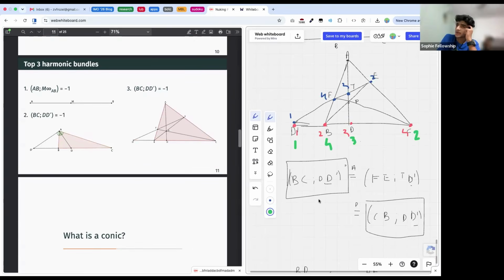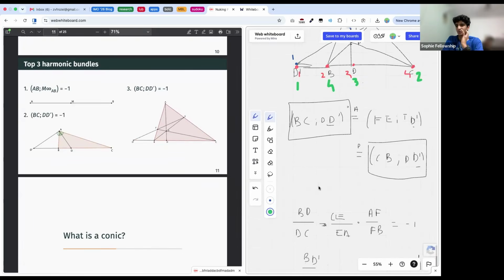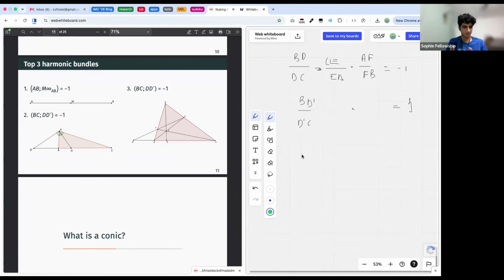Okay, yeah. Now we're gonna work with one more thing. So till now we've only been working with points and lines. Now we're gonna work with conics as well.